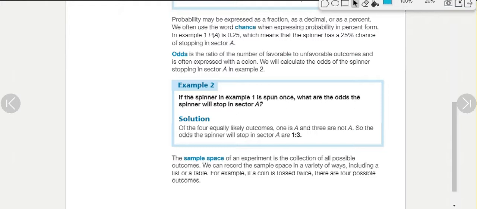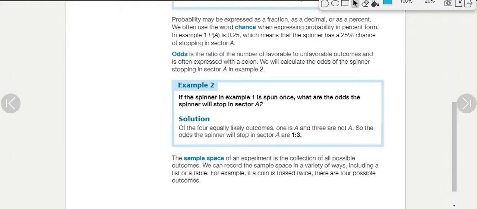Probability is expressed as a fraction, decimal, percent, anything that's like part of 1. We can use the word chance when we're expressing it in percent form. For example, 0.25, which really means 25% chance. Instead of saying 1 over 4, we say 25% chance.